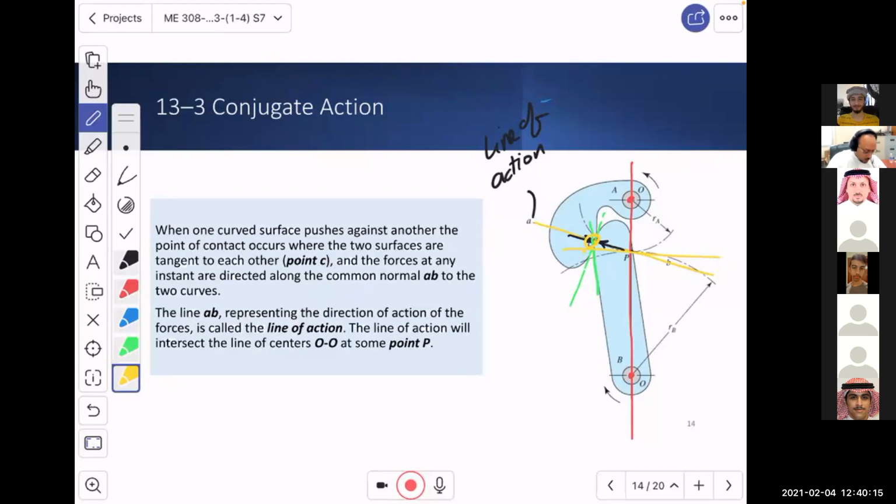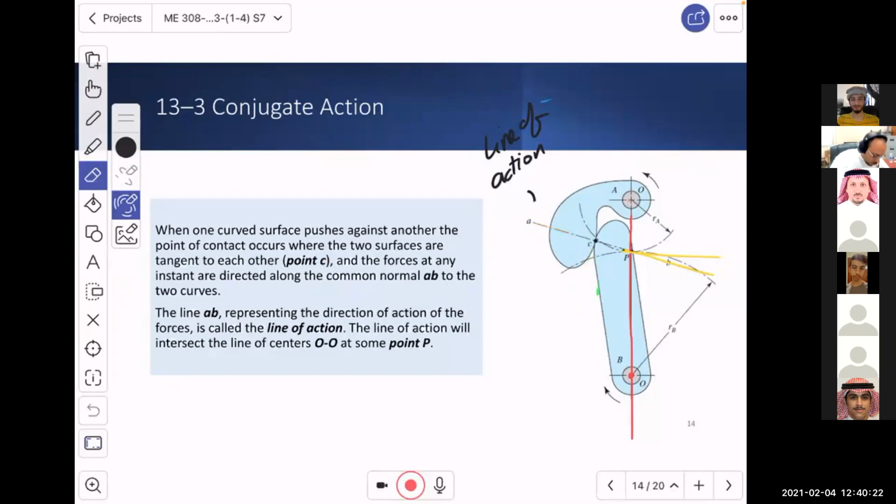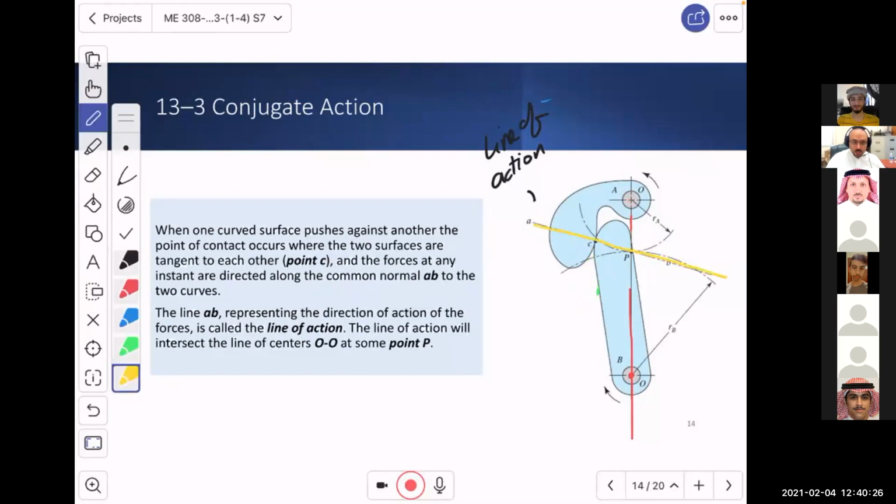Let me clean this up. Remember, this is the line of action, and this one is our red line, which connects the two centers. This is the point of contact. This is the intersection point between the line connecting the centers and the line of action. This point is very important. Why? You don't need to know now. I'm telling you it is important, just keep it in your head.